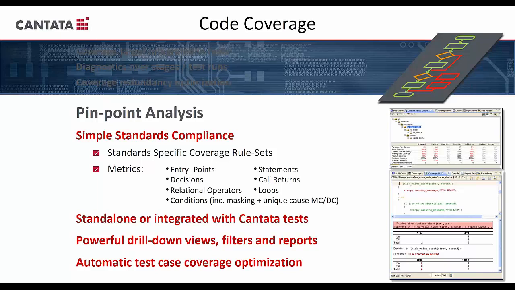It can be used with a Cantata test or with anything else that drives the code, and you can integrate the two for a complete picture. But it also provides very powerful drill down views, filters, and reports. From a complete system view with metrics per node through a tree, right down to individual syntax on a line, as you can see in this slide picture. Cantata also provides automatic test case coverage optimization, which is very powerful when you don't know which data combinations of vectors to use, or when you are simply trying to optimize the set to a minimum amount.